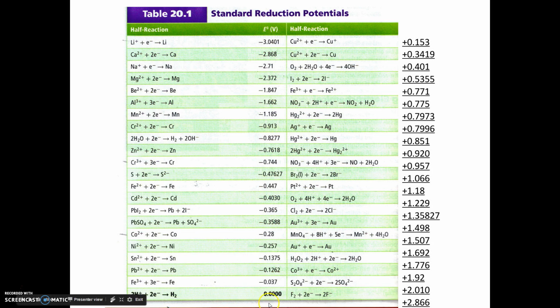And you can see our 0 mark here. Our standard is actually based on hydrogen. Hydrogen positive ions creating hydrogen gas. That's our standard, how we compare all these things. And that standard is how we get our voltage scale. Okay, so that's what the chart is.